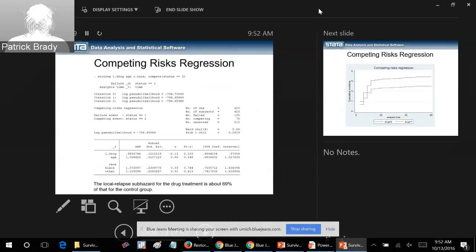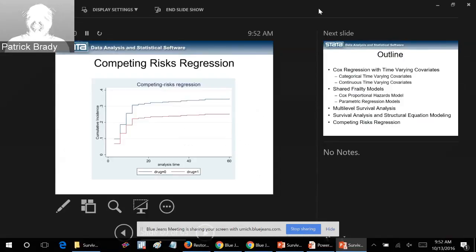And here you tell it what the competing status is. Remember, with the STSet command, I told Stata I'm interested in failure 1. Here I'm going to assume the thing I'm interested in is local relapse, but there's a competing event called status equals 2, and it will take that into account and then compute these cumulative incidence functions. So this would be the competing risks or cumulative incidence for people by drug. This is for local relapse as the primary event of interest.